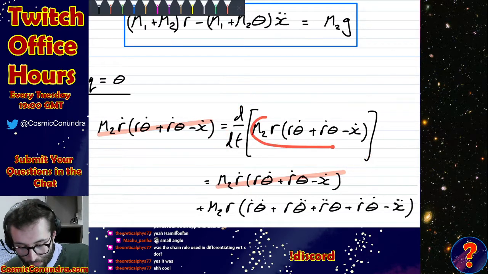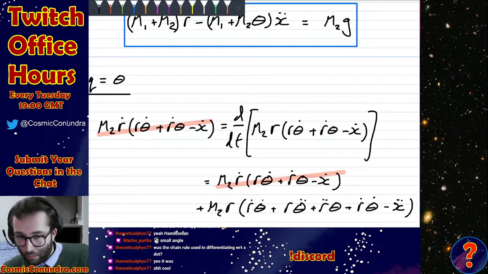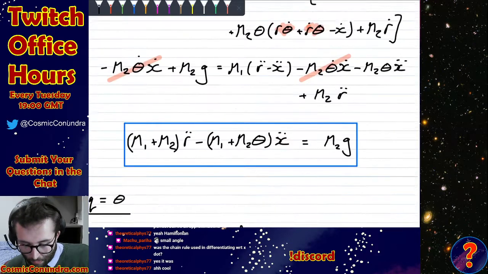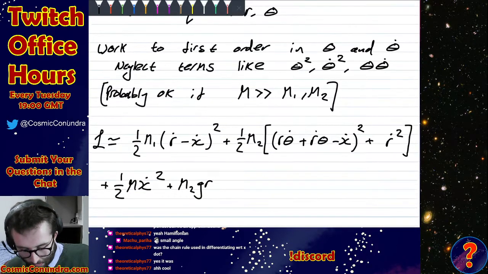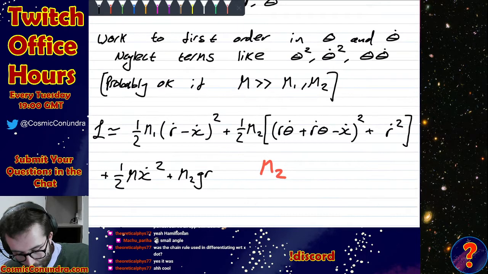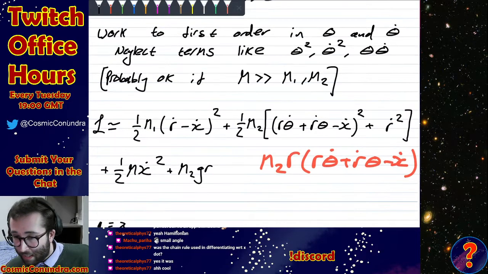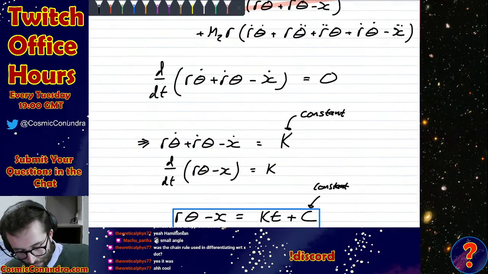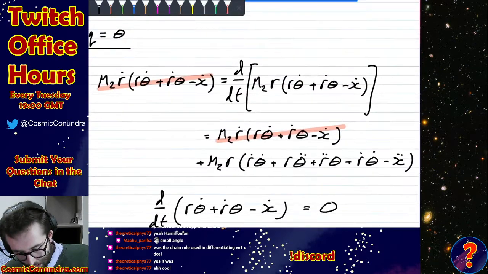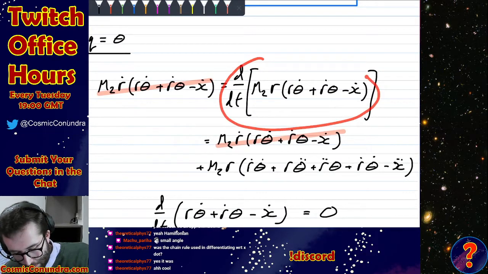And this bit here comes from differentiating the Lagrangian with respect to theta dot. And theta dot only appears here. So this just brings out a term m2 times r times the bracket, like that. So that is what I should have inside the time derivative, which I do indeed have there.